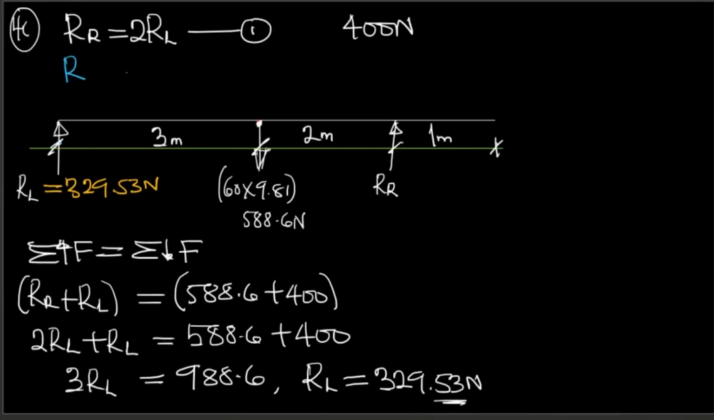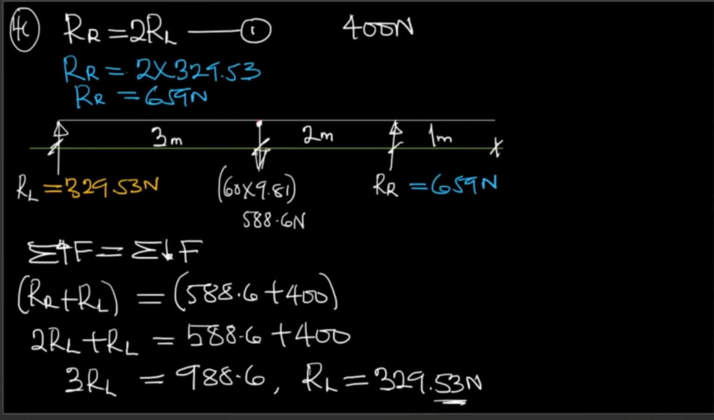So the one on the right hand side, we can calculate that here. We multiply 2 times what? 329.53, the reaction on the right hand side. Double of that is going to give us what? 659.0659 Newton. So this one is 659 newtons.